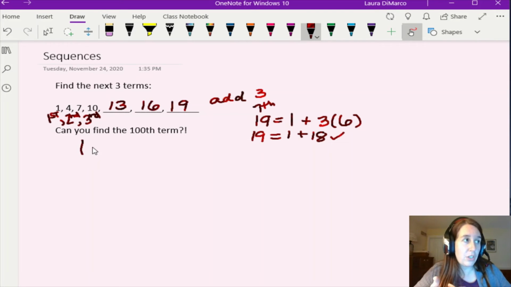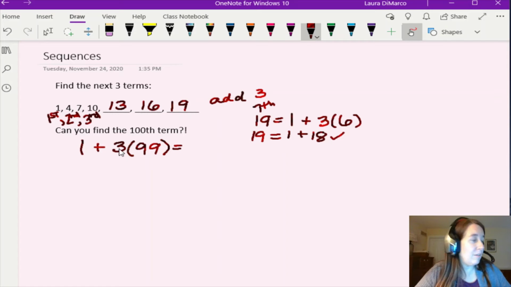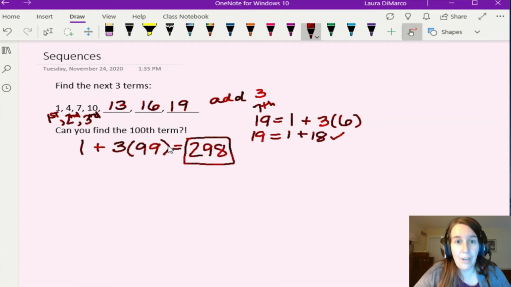So for the 100th term, we should take 1 and add 3 99 times, right? Not 100 times, because on the 7th term, we added 3 six times, 1 less. So if you got 1 plus 3 times 99, which is 298, and if you got this in a different way, great. That's totally fine. That's just the way that I thought about it. But if you got 298, you're probably on the right track. Unless you just kept adding 3 over and over again, because that's not a long-term solution. Please don't keep doing that.